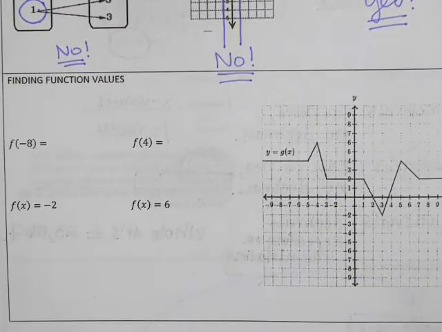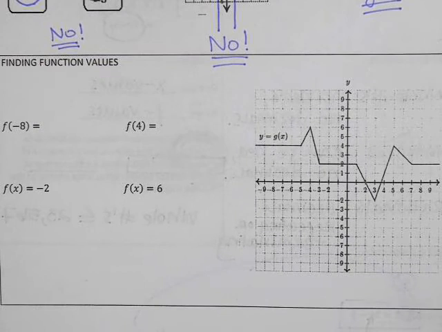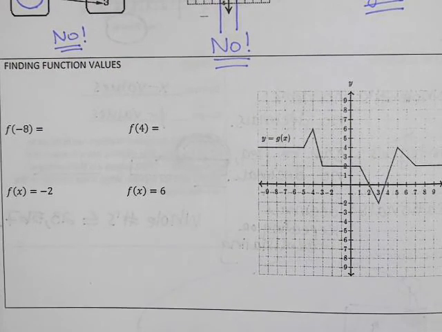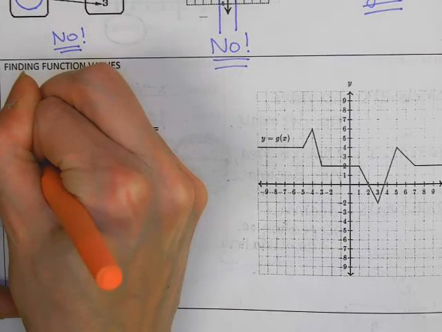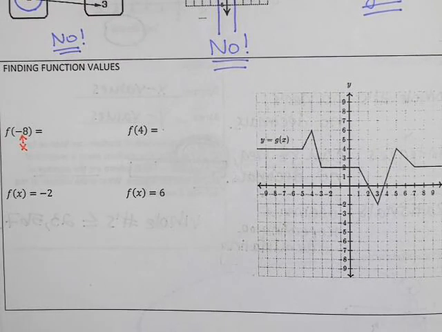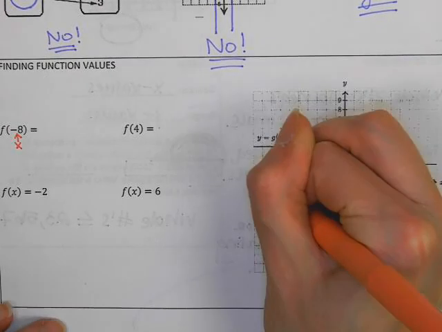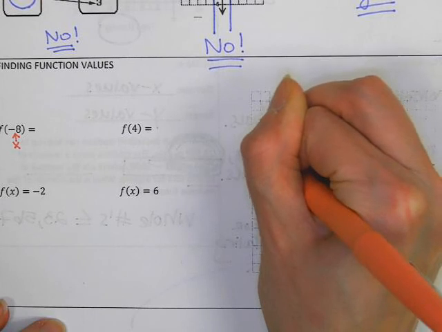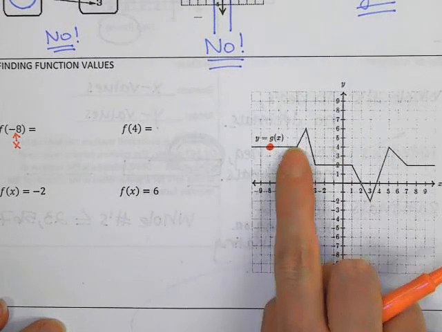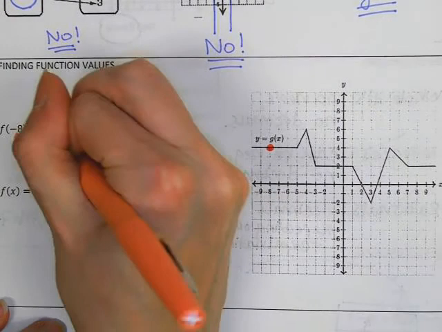And then we have these ones off a graph. So let's see if we could solve these. f of negative 8 means when x is negative 8, what's the y value? So go to x equals negative 8, and then find where it hits the function here. What's the y value there? And it looks like it's at 4.